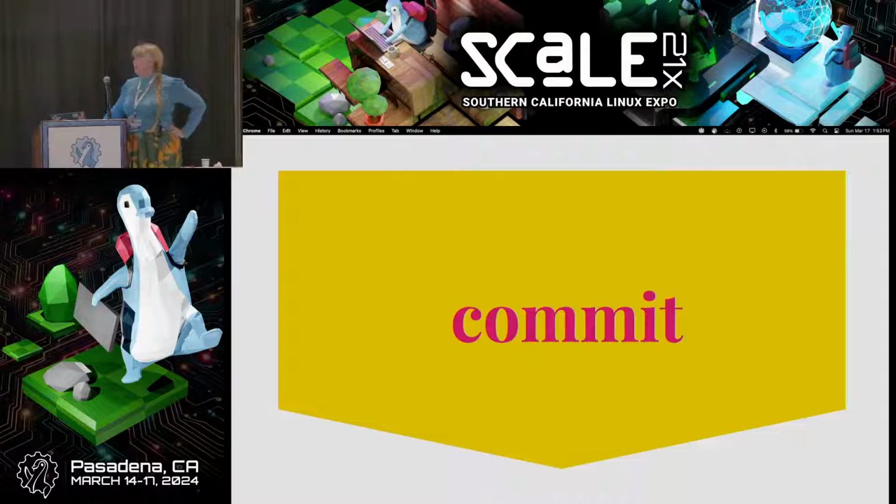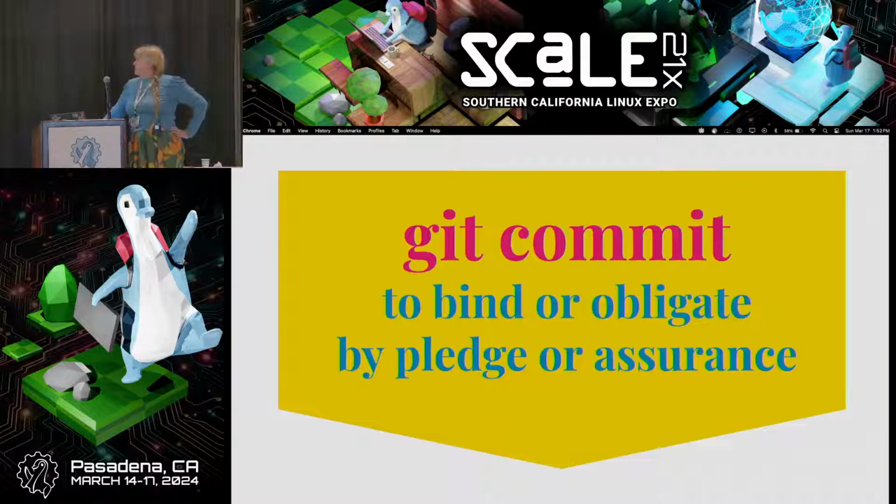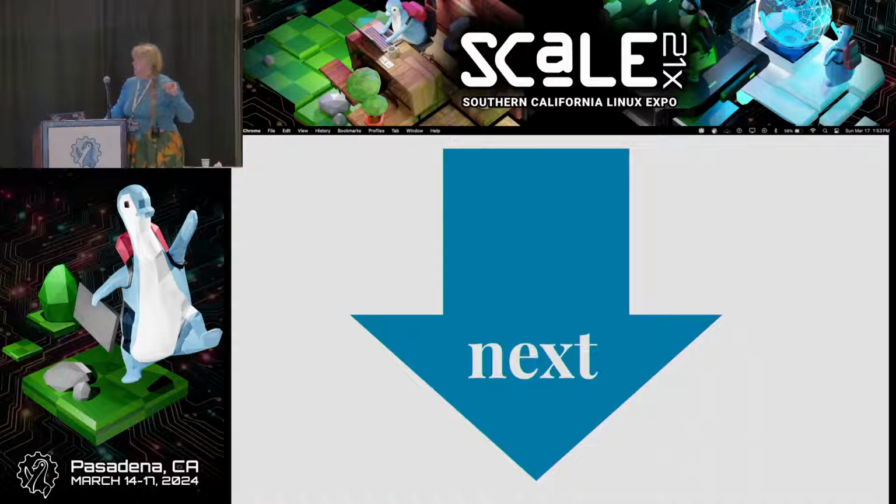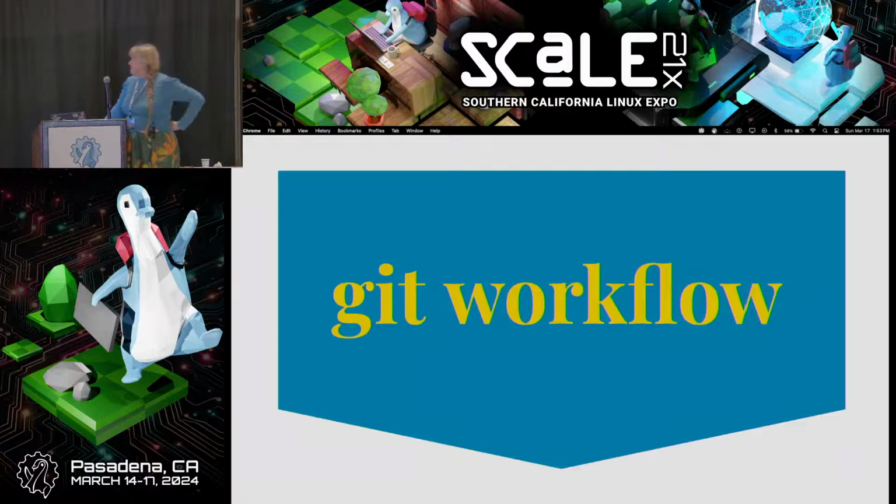So next concept is a commit. A commit is to bind or obligate by pledge or insurance. I commit myself to you to show up to this talk. That's why I'm here instead of at my father's bedside. So the commit is the latest changes that you're adding to your repository. So we all know what a commit is. The commit is what you add to your repository, and you make your changes there.